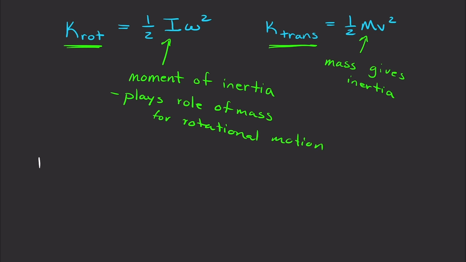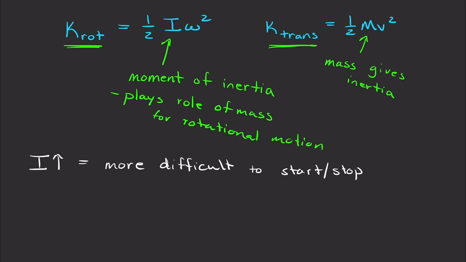So what that means is if I increases, if we have a larger I, that's kind of like having a larger mass. It's harder to get something moving. So if you have a larger I, it's more difficult to get something rotating. Okay, so more difficult to start or stop rotation or change the angular velocity. So harder to change angular velocity omega.